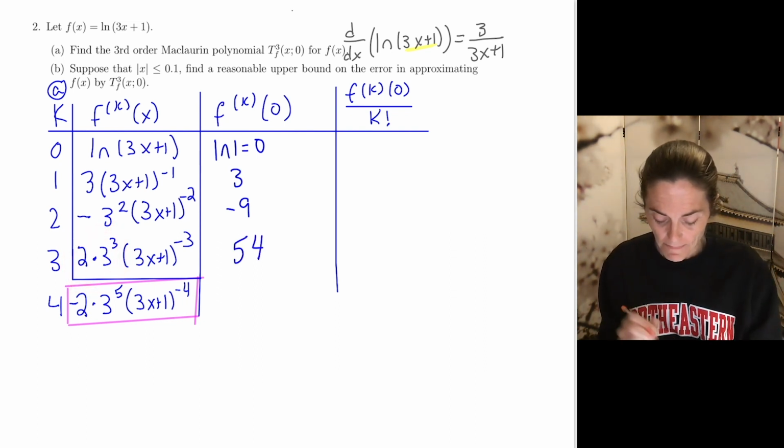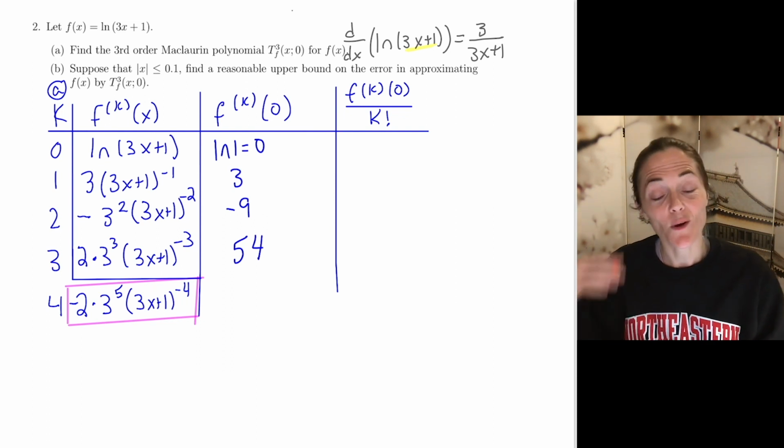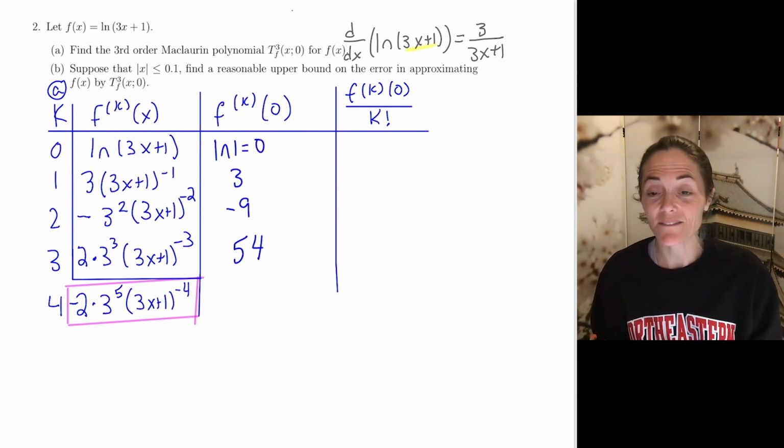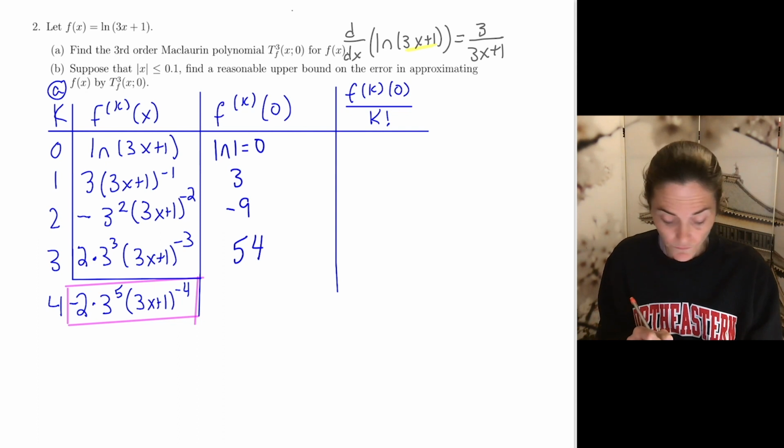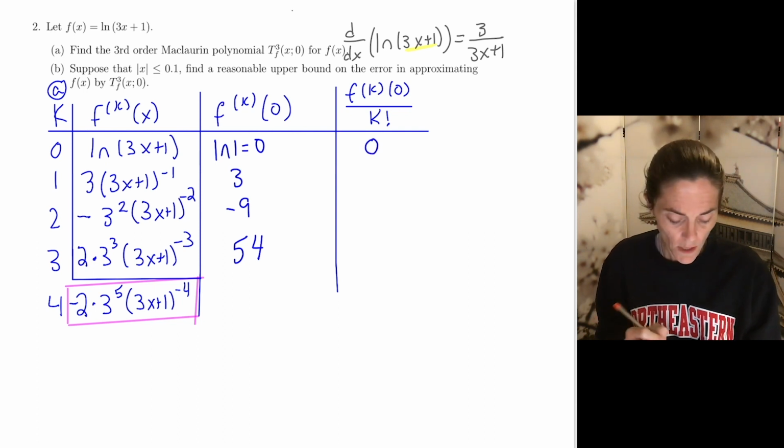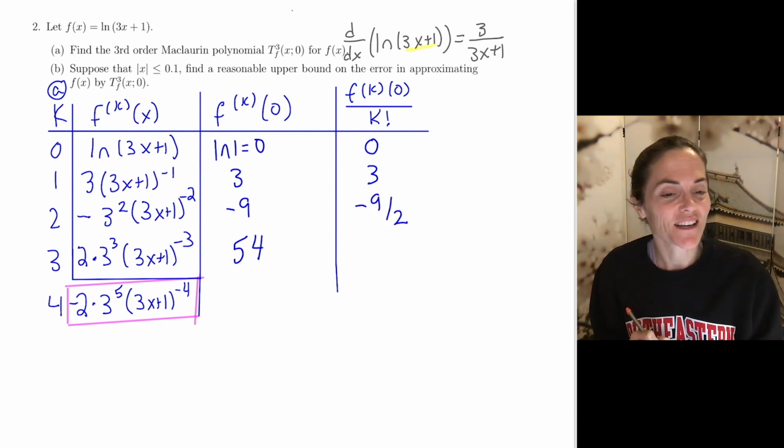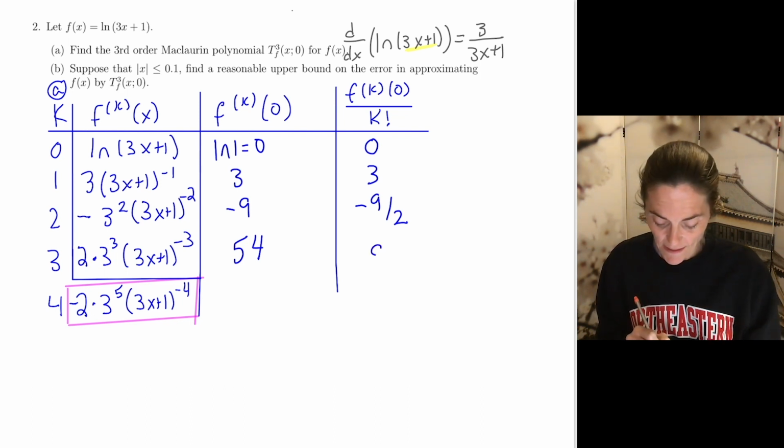Okay. Now my final step to get the coefficients of my polynomial, we divide by k factorial. Well, this is 0. 1 factorial is 1. 2 factorial is 2. And 3 factorial is 3 times 2 times 1, which is 6. So I get 9. These are my coefficients.